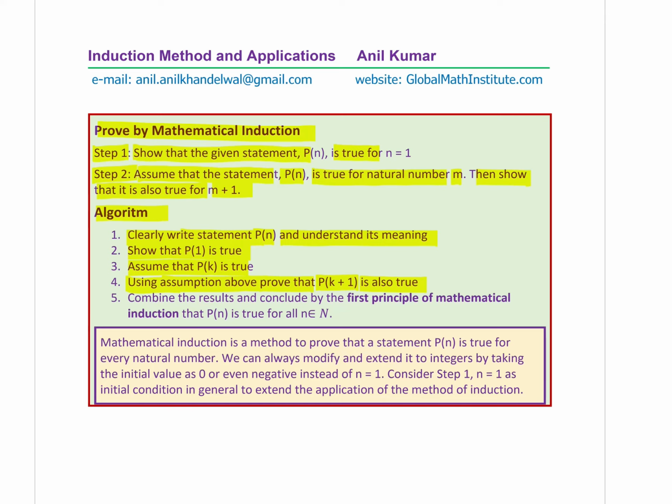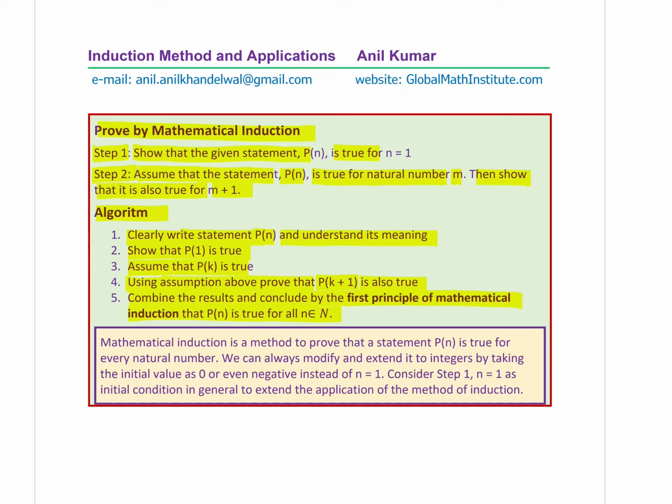Now, combining the above results, we know that the statement is true when the natural number 1 is substituted, when any natural number k is substituted, and when the next natural number k plus 1 is substituted. That means it is true for all the natural numbers. So that is how we are going to conclude that the statement is true on the set of natural numbers, right? That is kind of important.